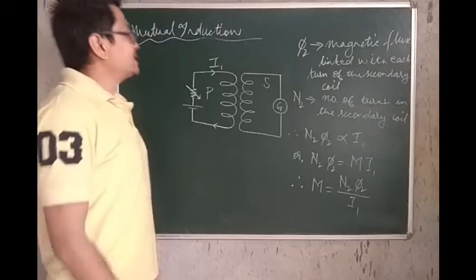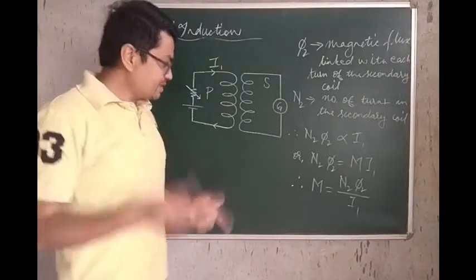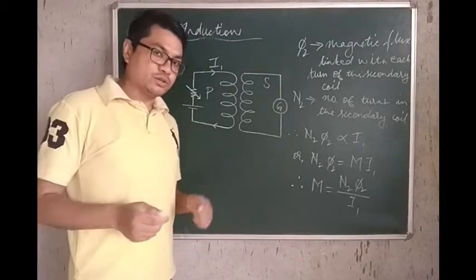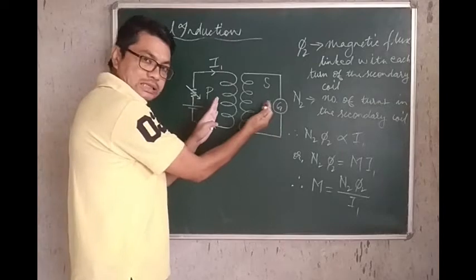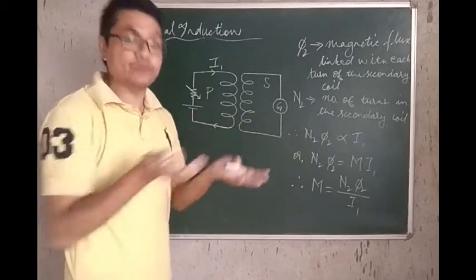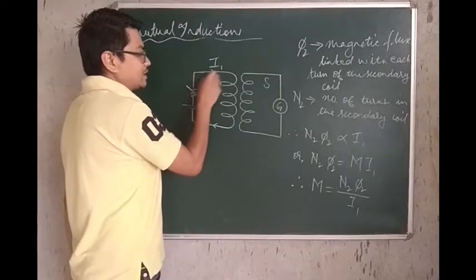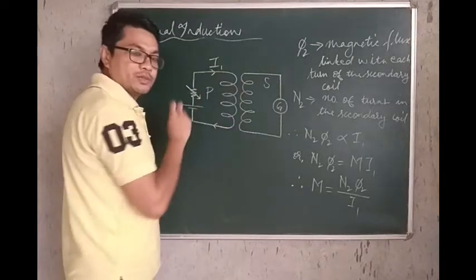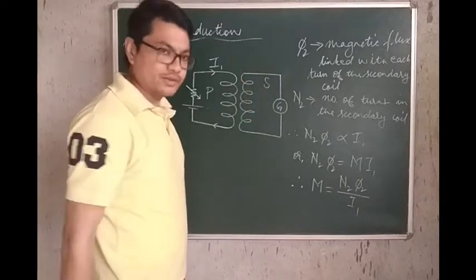Class 12. The next topic is mutual induction. Now, similar to self-induction, whenever we have two coils placed side by side or very close to each other, then when current is flowing through the primary coil, the first one is called the primary coil and the second is the secondary coil.